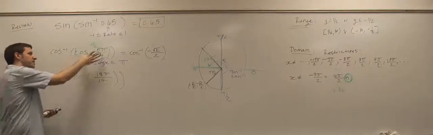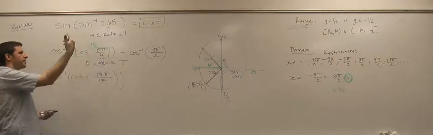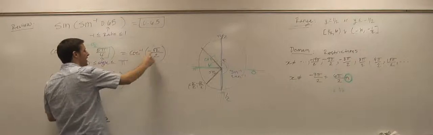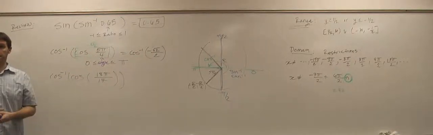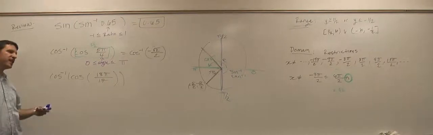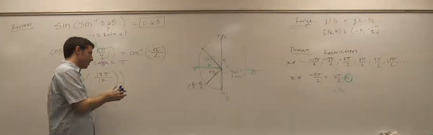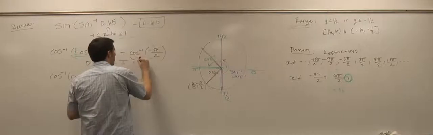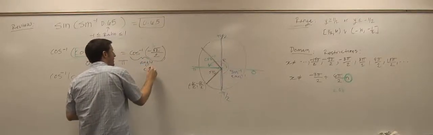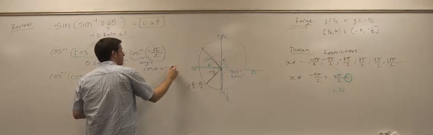So I do this piece by piece, start from the inside. Cosine of 5 pi over 4 is negative root 2 over 2. But then apply cos inverse. What's cos inverse of negative root 2 over 2? Cos inverse is an angle, right? So this is asking, which angle do I take cosine of to get negative root 2 over 2?